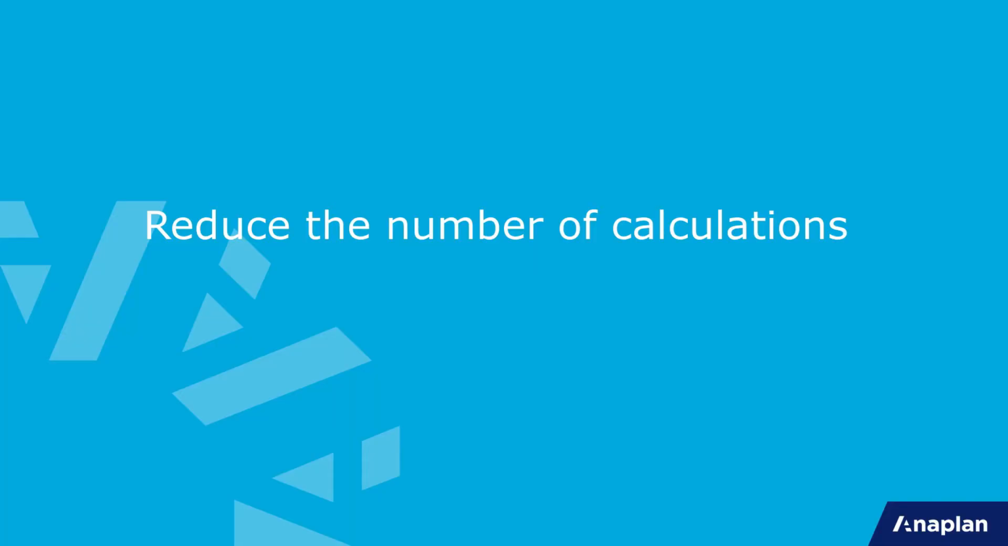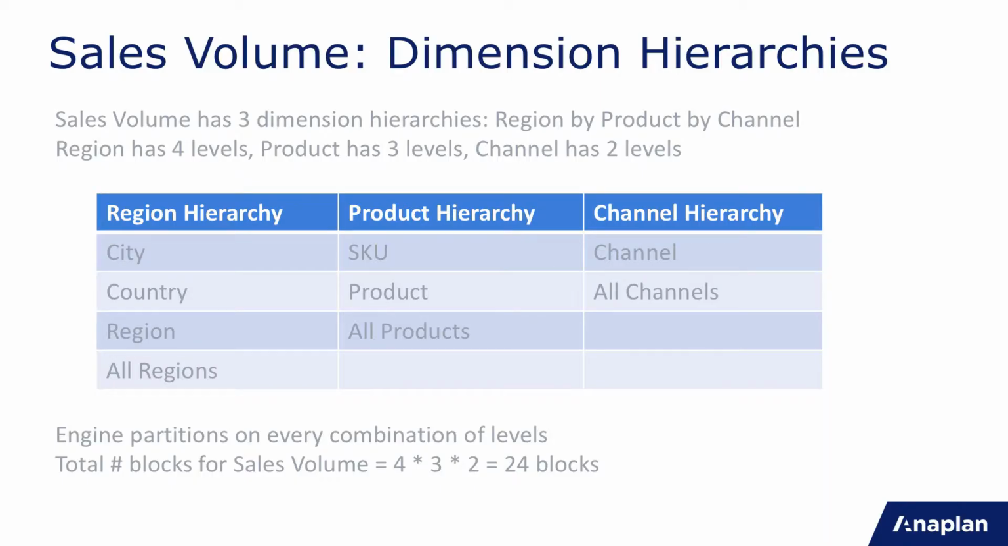So on that topic of let's try not to calculate when we don't have to, let me just talk about how Anaplan works from a calculation point of view and what dimensionality and what calculations actually go on. So again, simple example, 4 region levels, 3 product levels, and 2 channel levels. Relatively simple, but the principle applies the same. There are 24 blocks of calculations in there.